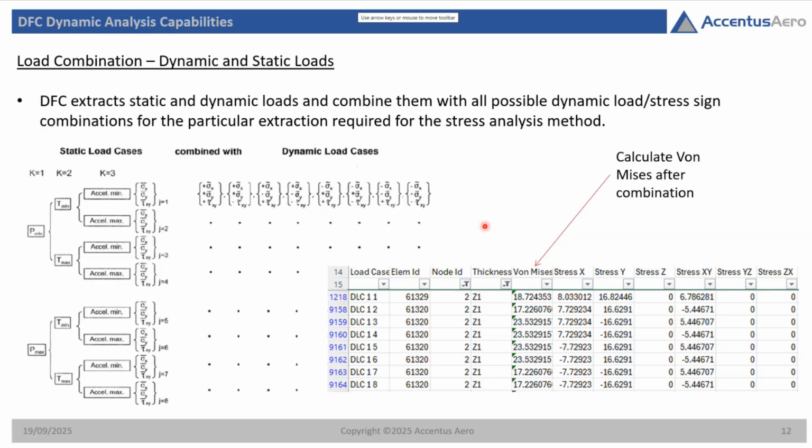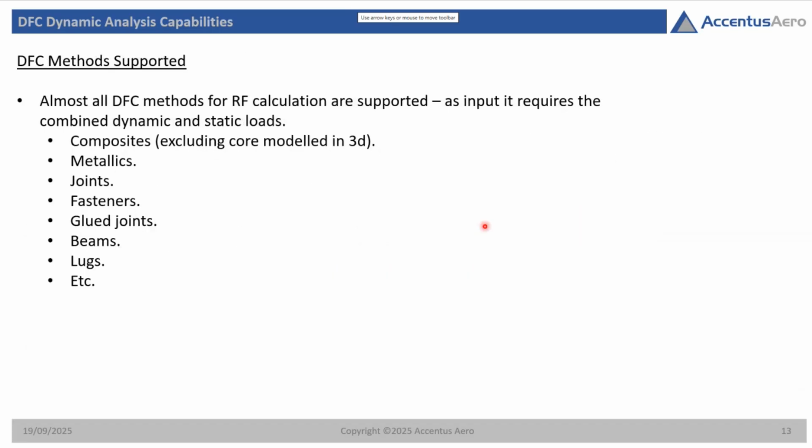Right, so now we have load data, and we can use those loads to calculate RFs using any of the DFC methods: composites, metallics, joints, fasteners, glue joints, beams, etc. Just one limitation: 3D laminated cores modeled in 3D. Unfortunately, we cannot analyze that because you don't have a stress output for composites, and you don't have force output for solid elements. So there's just one limitation there.